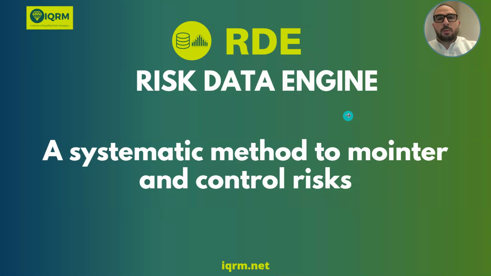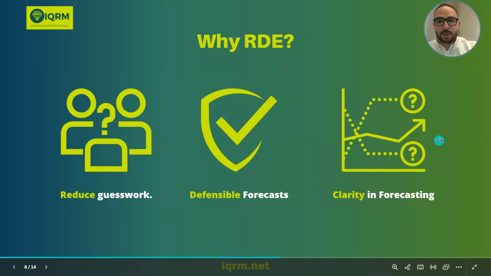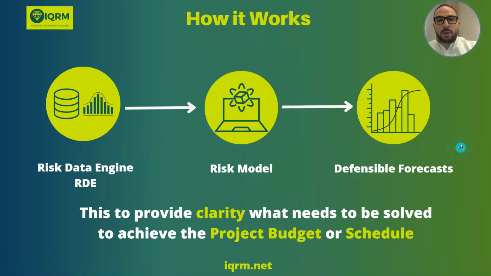We start with something to make such decisions. We start with something called an RDE, which is a systematic method to monitor and control risk. To manage something, you have to measure it first. That's the main idea behind the RDE. The objective of the RDE method is to reduce guesswork, produce a defensible forecast, and have clarity in forecasting. Clarity means that we understand how the future looks with the current disruptions, risks, and productivity rates. And so we build out our risk data engine.